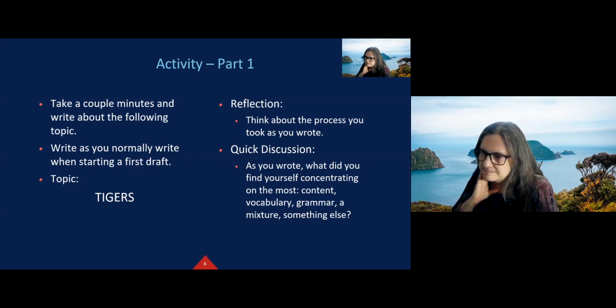So for me, everything, I'm sorry, with everything, so content and the vocabulary and grammar, because English is a second language for me. And first I noticed the topic is tiger, but what topic in tiger should I write up? And I don't have enough knowledge to write up, so I looked up the tiger, and then I was thinking of a structure, but so. Yeah.